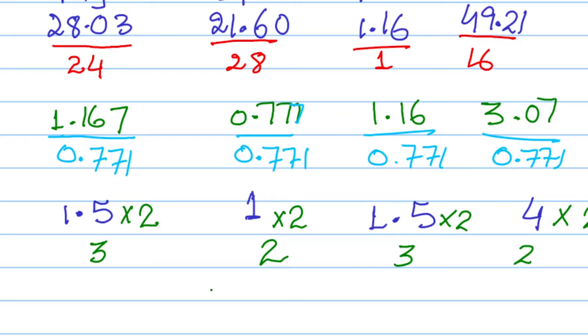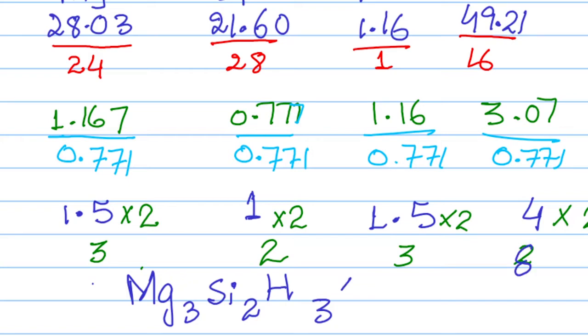After getting the whole numbers in the formula, the coefficients calculated in this step will become the subscripts in the chemical formula. How do we write it? Like this: Mg3, silicon is 2, hydrogen is 3, and 2 fours are 8, so oxygen is 8. So this is the way through which you will be able to calculate the empirical formula of the compound.